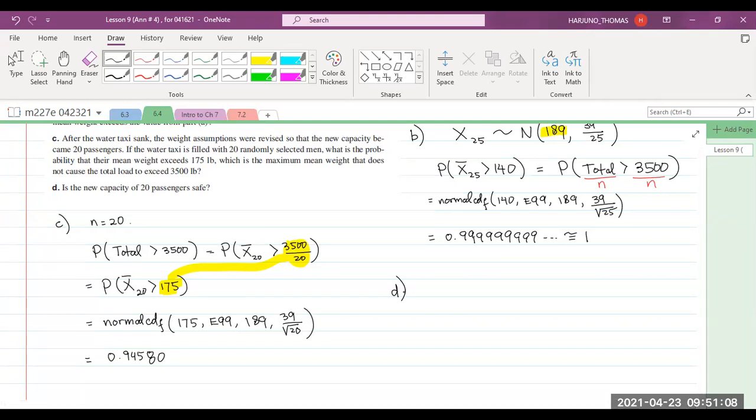Is the new capacity of 20 passengers safe? The answer is no. It's not safe. What happens if all of them are women? Then take a look at the average for women.